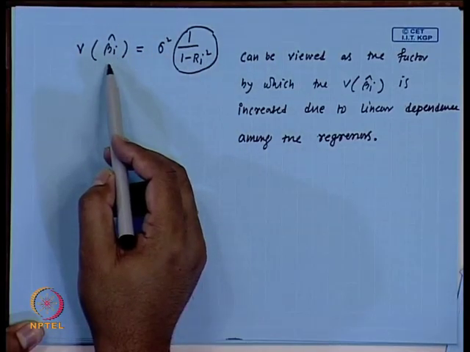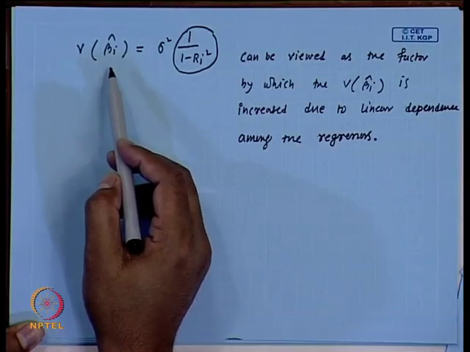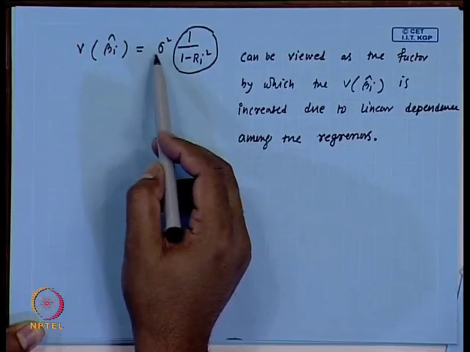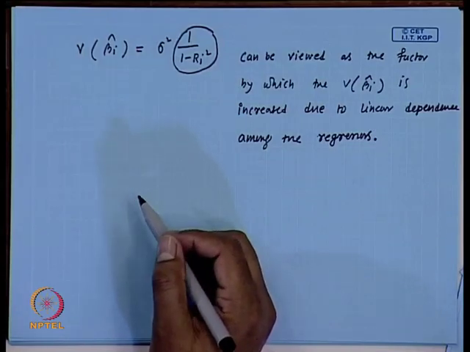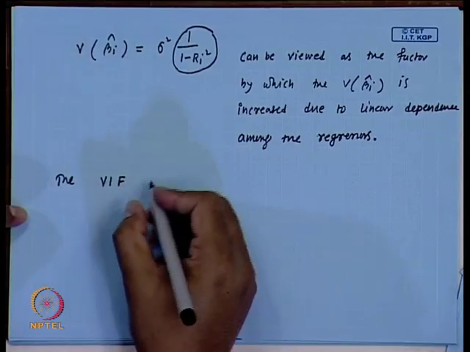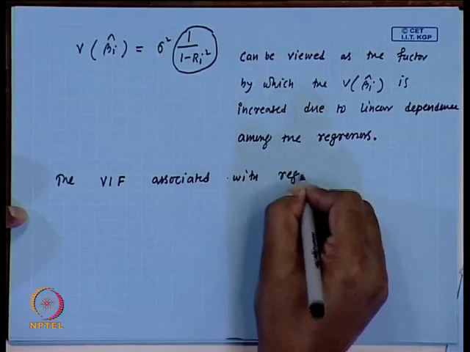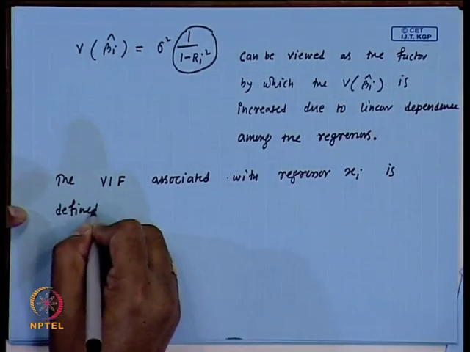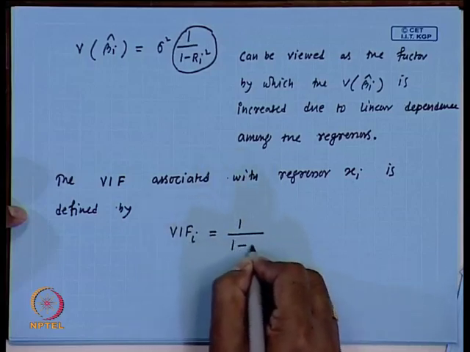Now, if xi is independent of the remaining regressors, or as I said, if it is nearly orthogonal to the remaining regressors, then this factor is close to 1, and the variance of beta i hat is almost equal to sigma square, right. So, the variance inflation factor, VIF, associated with regressor xi is defined by VIF i, which is equal to 1 by 1 minus Ri square.